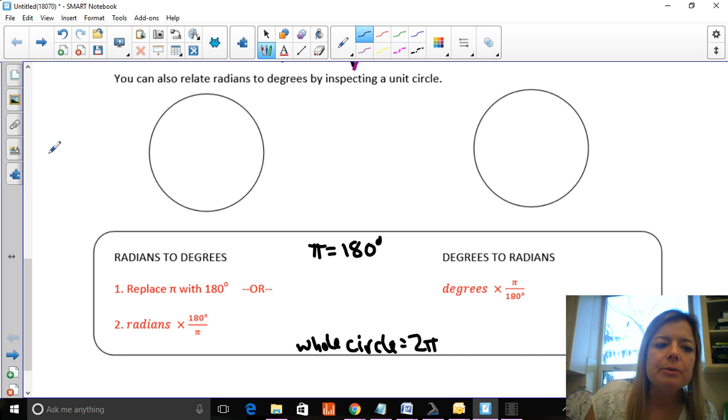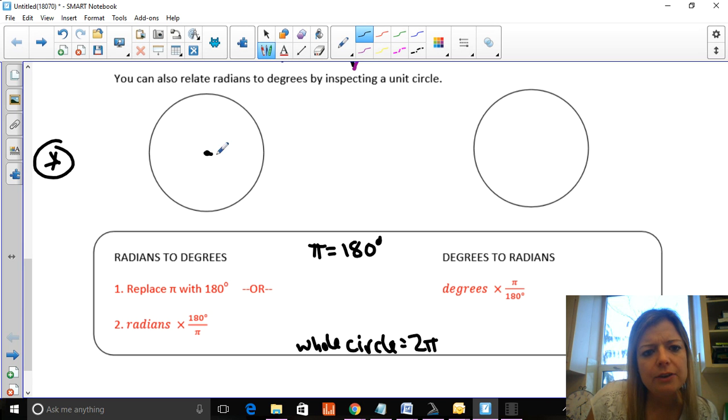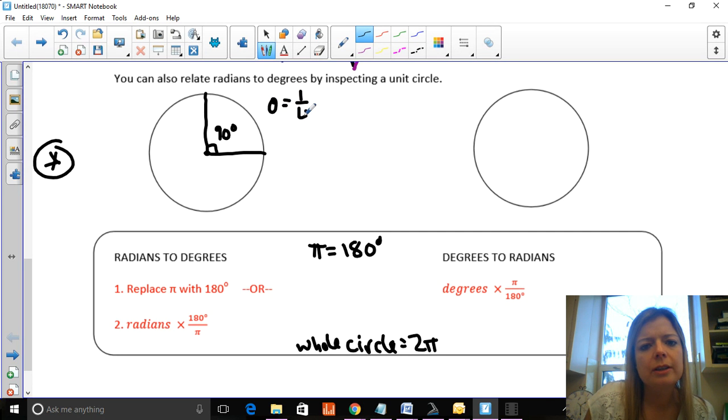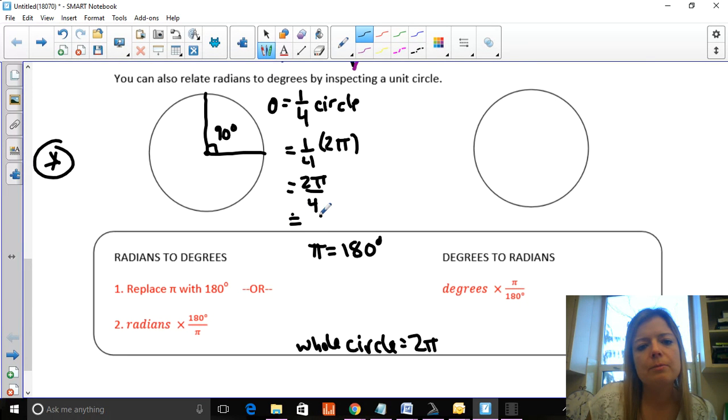Another way of doing it is by inspecting a unit circle. So for example, if you have 90 degrees, what is that in radians? Well, if you think about that on a unit circle, you can just say theta is a quarter of a circle, and I know that the whole circle is 2 pi, so that simplifies to 2 pi over 4, which simplifies to pi over 2. So 90 degrees is the same as pi over 2 radians.